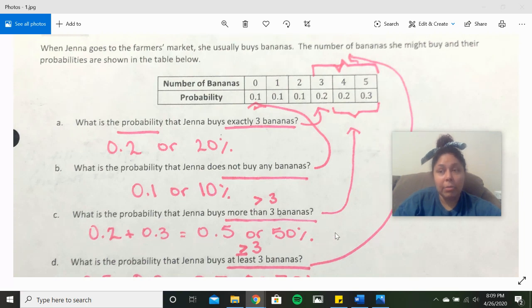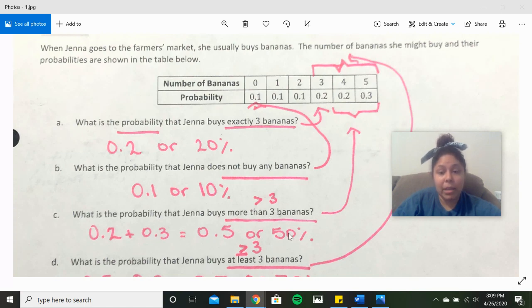There are going to be times when you have to combine multiple events. So what's happening here is we're looking at the probability of an event happening. So these are all individual events, or the probability of each event happening. So the probability of picking 0 bananas when she goes to the farmer's market is 0.1.